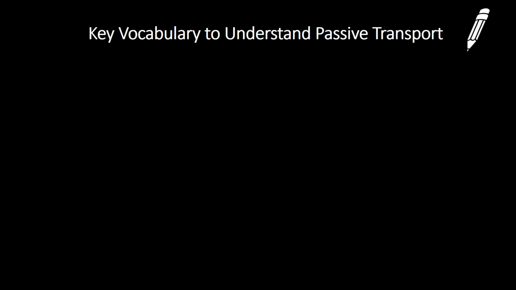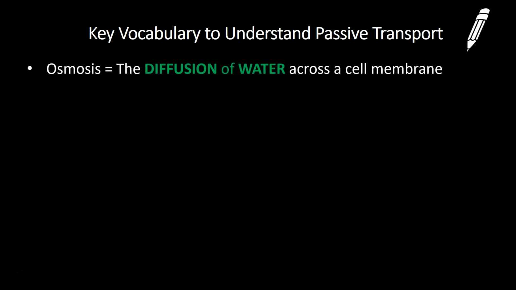And now before we move on, we have to go over a few more terms. So we understand what diffusion is, but now we have to know what osmosis is. And osmosis is very, very important to biology, and it's actually a special type of diffusion. It's the diffusion of water, okay? It's the diffusion of water across a cell membrane. So this is how all of our cells get fluid.